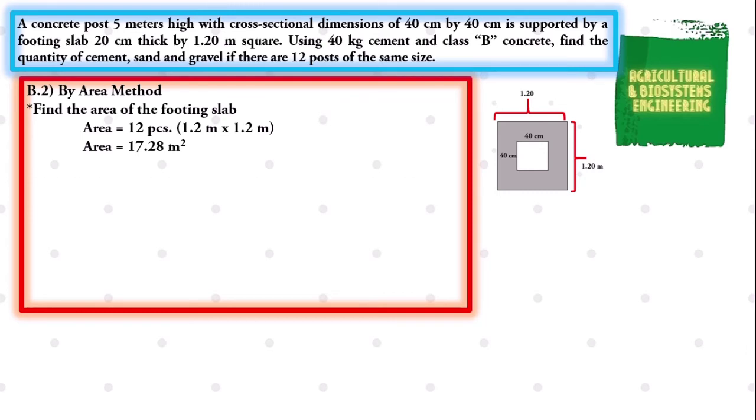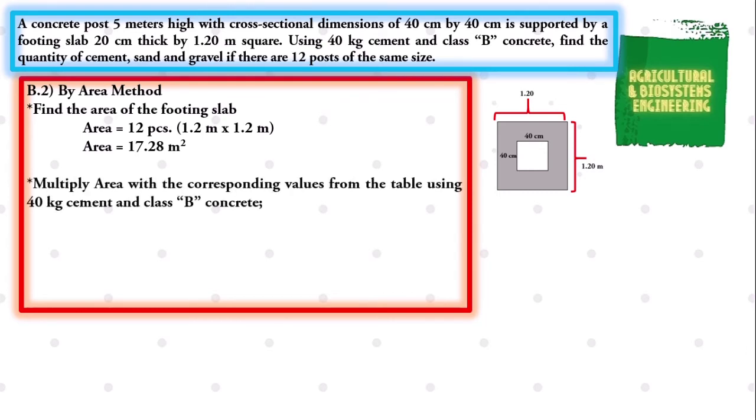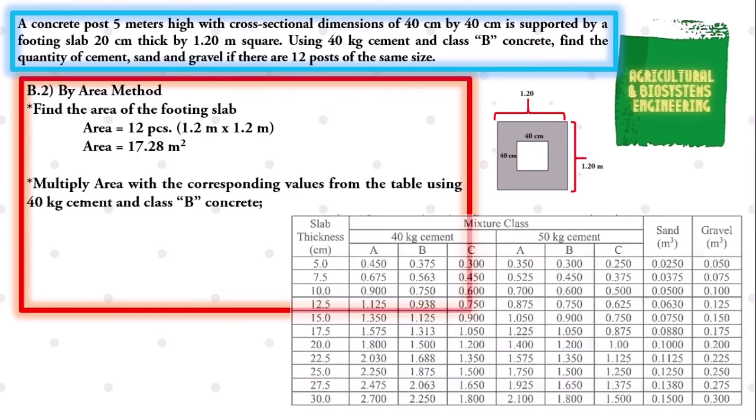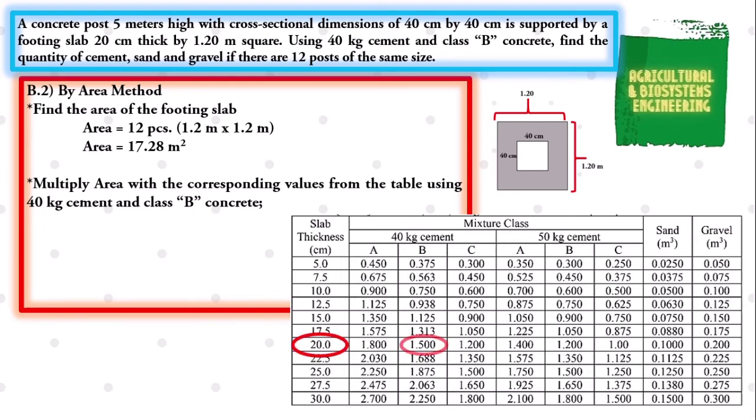After getting the area, we multiply it to the corresponding values from the table. The table flashed on your screen right now is the table necessary in solving for the value of cement, sand and gravel if we are using the area method. All the tables used in this video are from Max Fajardo's book named Estimate. In the problem, we are required to use the Class B mixture under 40 kg cement.